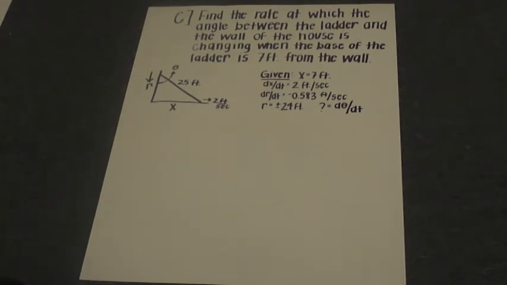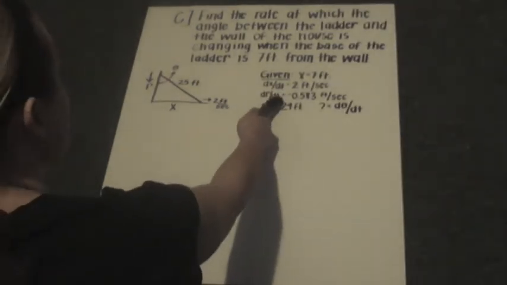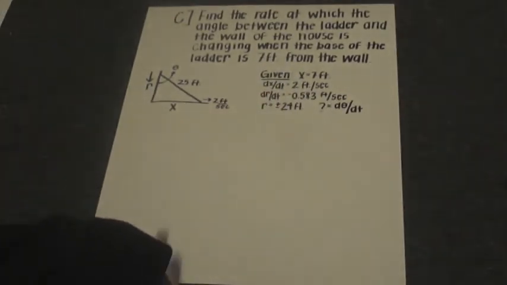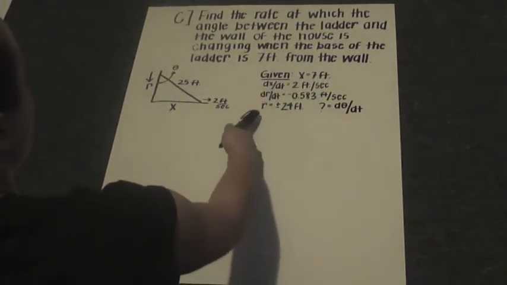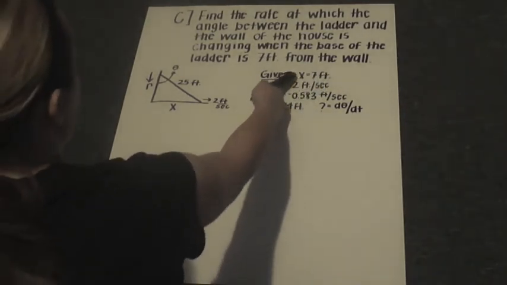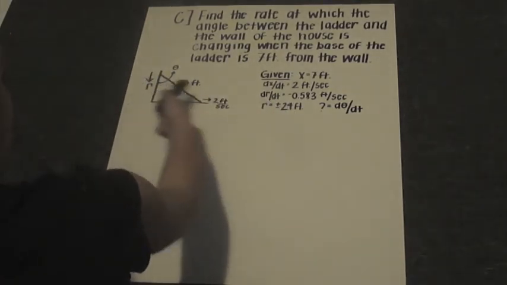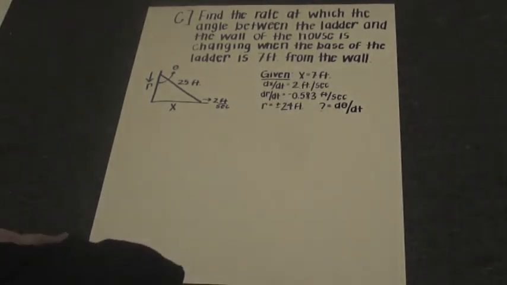So what we're going to do is still bring over all the information that we found out from the beginning when x equals 7 feet. So we're going to bring our dr/dt over, which is still negative 0.583 feet per second when the base is 7 feet. We know dx/dt is always 2 feet per second. And we know that when we solve for r, when x is 7 feet, we got 24 feet, and that's the side of the wall. And since we're trying to find the rate at which the angle between the ladder and the wall of the house is changing, that's going to be d theta/dt.